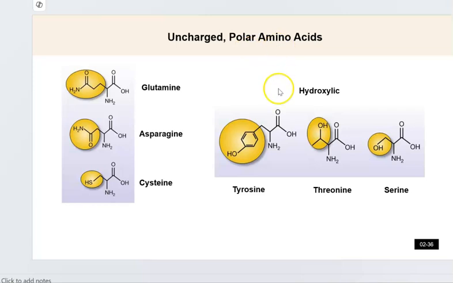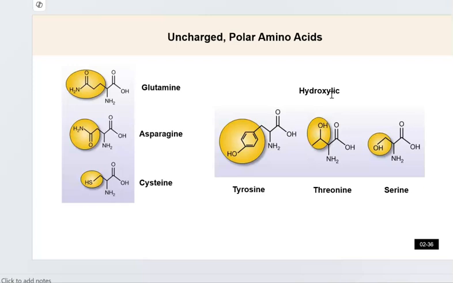Then we have our acidic amino acids and the basic amino acids. This one here is the hydroxylic amino acids, which are uncharged polar amino acids with a hydroxyl group. These are polar and uncharged, yet they are discussed separately to emphasize their special role in cell signaling.